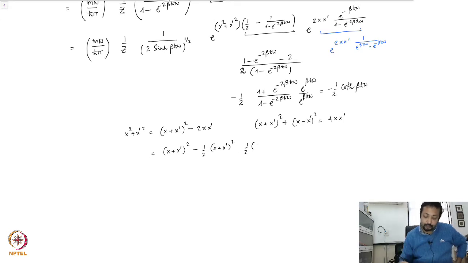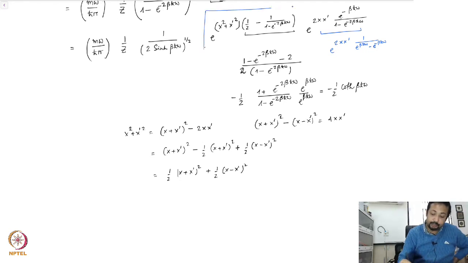This is going to be minus, no, I think this is wrong, this relation is wrong, so this has to be minus, so that this becomes a plus, is going to be (x minus x prime) whole square, and therefore you have half of (x plus x prime) whole square plus half of (x minus x prime) whole square.